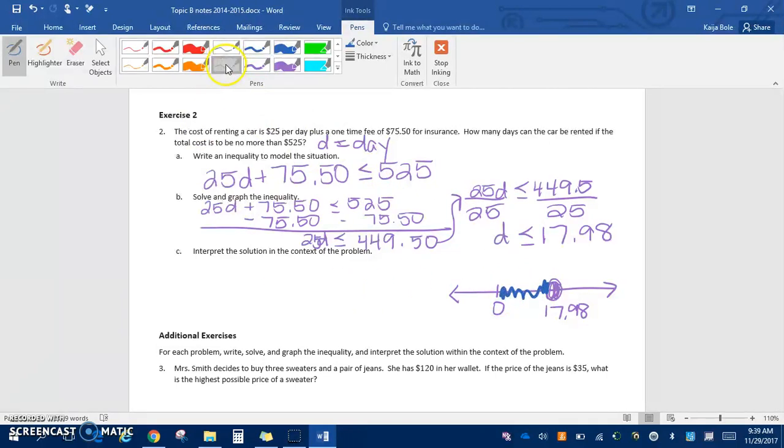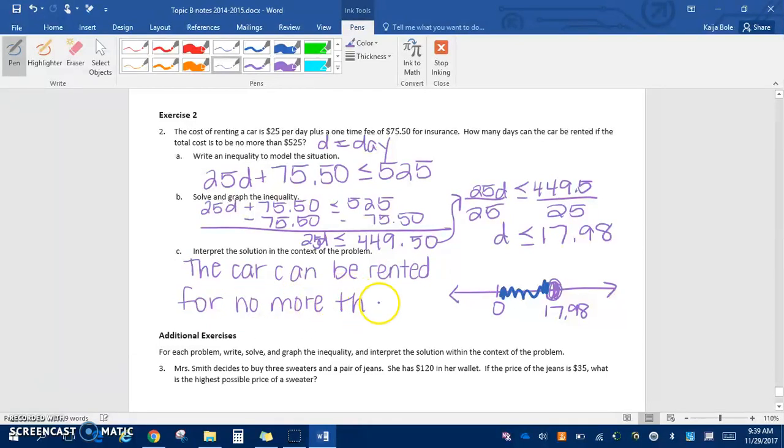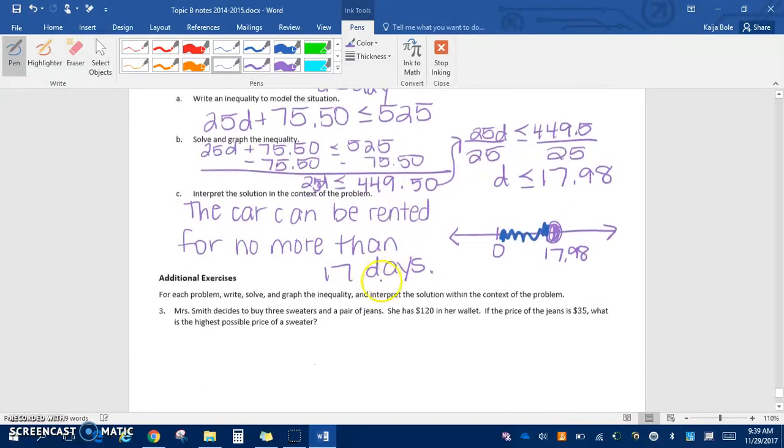Right, and this will help us interpret our solution. So we know that it has to be less than or equal to 17.98 days. So we can't round up to 18. So we would say that the car can be rented for no more than 17 days. Right, so that's number 2.